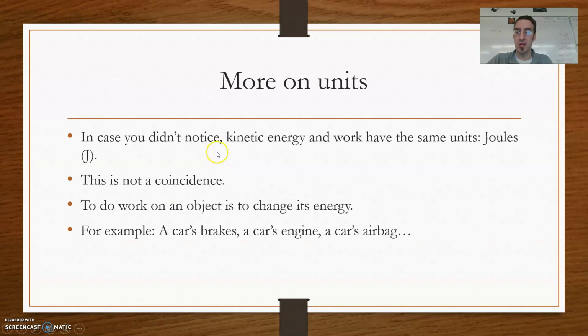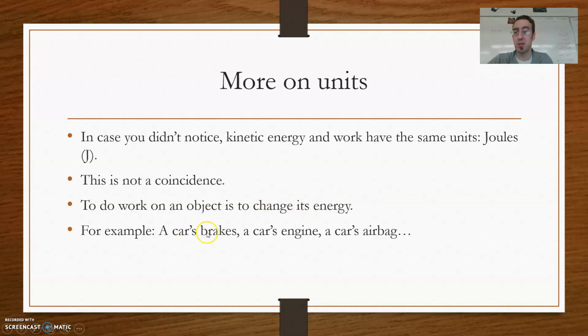In case you didn't notice, kinetic energy and work have the same units, which are joules, which we just use as J. This isn't a coincidence. Doing work changes an object's energy. It's going to be a revolving theme in this unit.